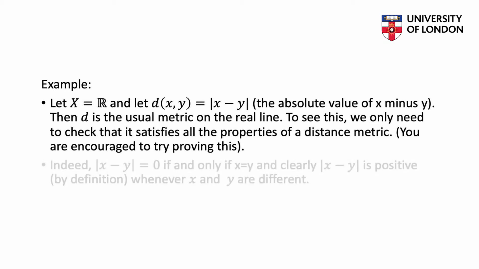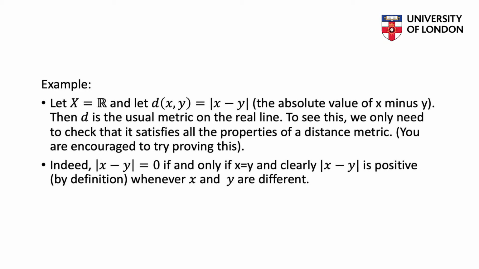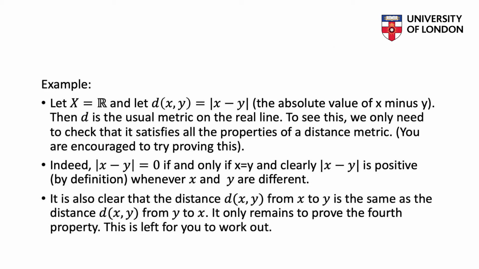Indeed, the modulus of x minus y is 0 if and only if x is equal to y. And clearly, the modulus of x minus y is positive by definition, whenever x and y are different. It is also clear that the distance from x to y is the same as the distance from y to x. It only remains to prove the fourth property. This is left for you to work out.